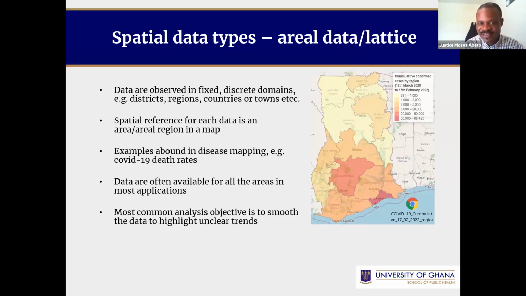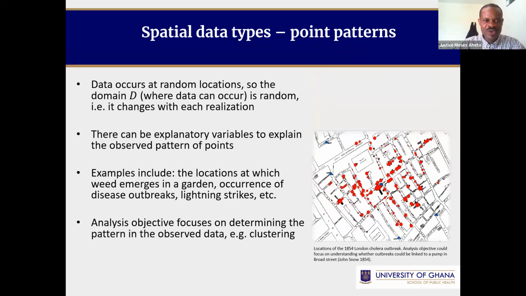Right, so we are still on the data types, okay? So these are areal data or lattice data. Then we also have what we call point patterns. Point patterns. So here, this is a typical example of point pattern data.